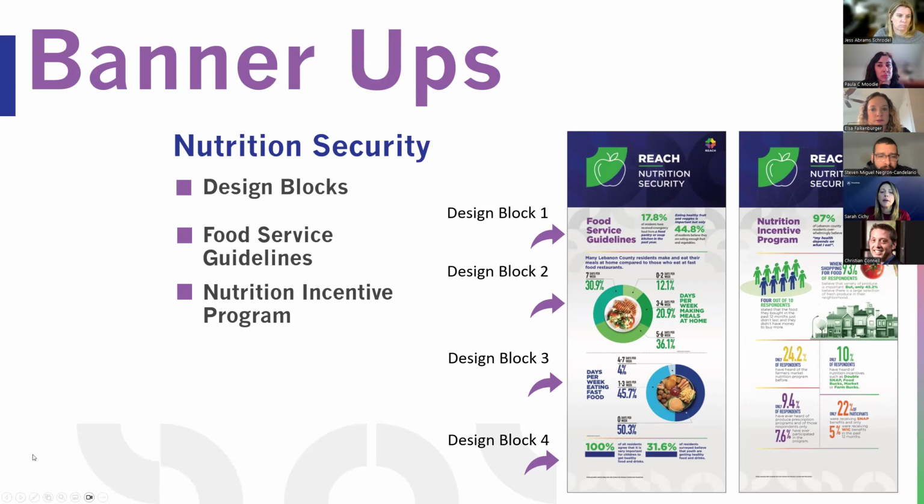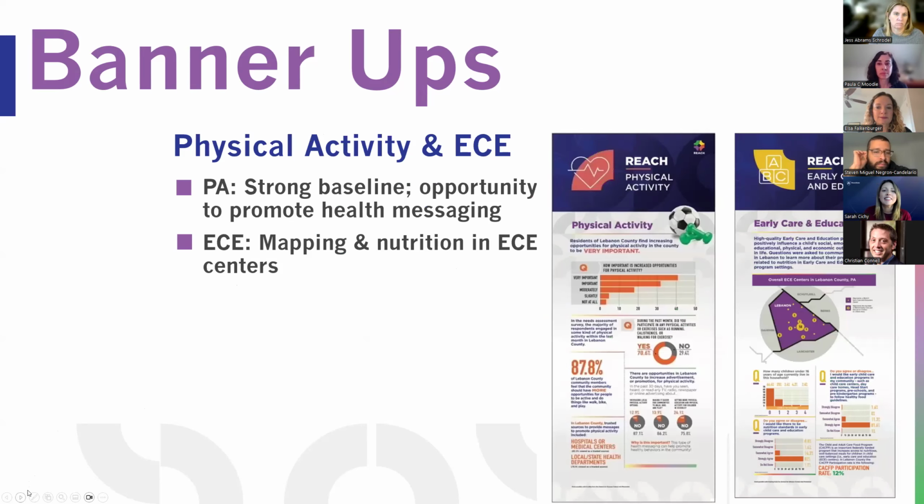If you take a look at the banner up on the right for Nutrition Incentive Program, this banner up utilized 3 design blocks, and it focused on data around strong community beliefs around access to nutrition and nutrition programs. And we paired that with data showing somewhat low awareness of many of these programs that were available in the community. So in both of the banner ups, you can see we had digestible data and simple findings that were able to generate conversations. We utilized data visualizations, and again, those data summary points, like what the main takeaway of the chart or graph would have been here.